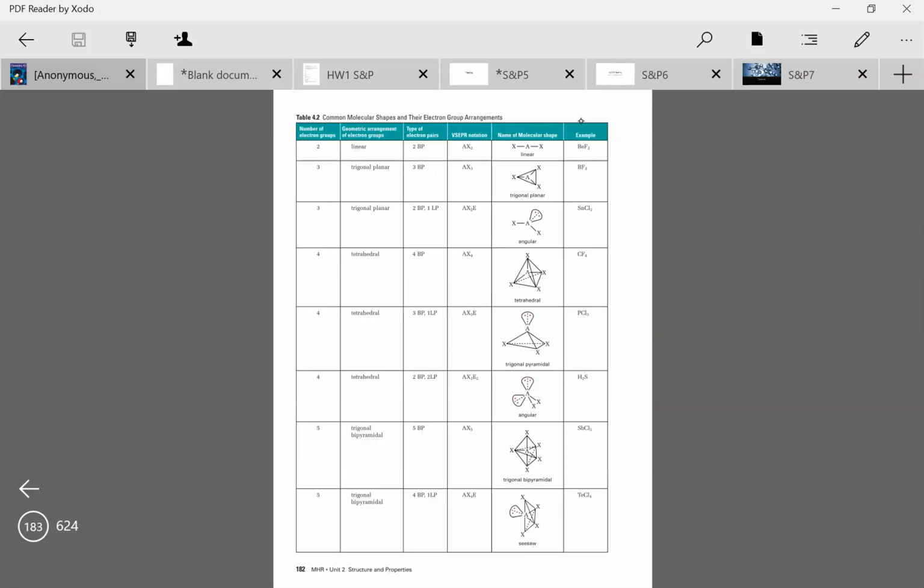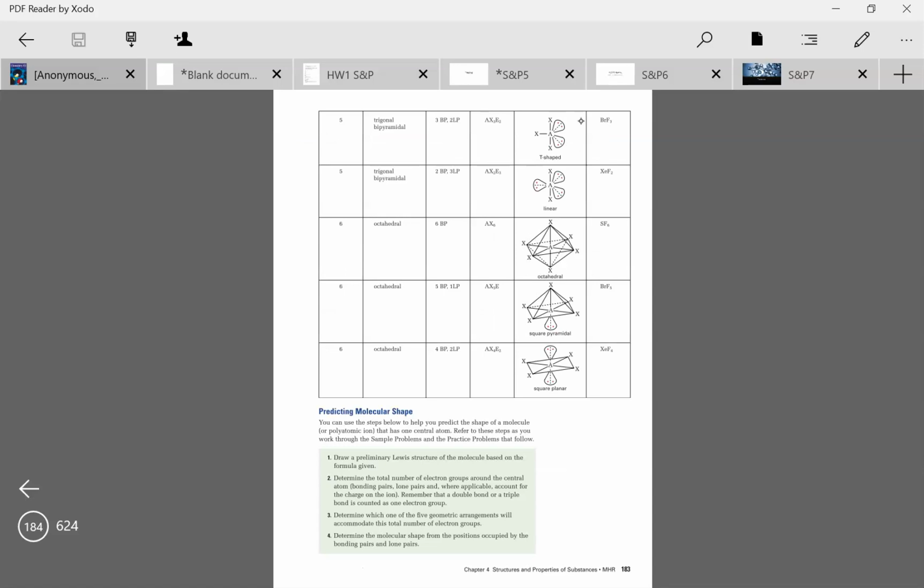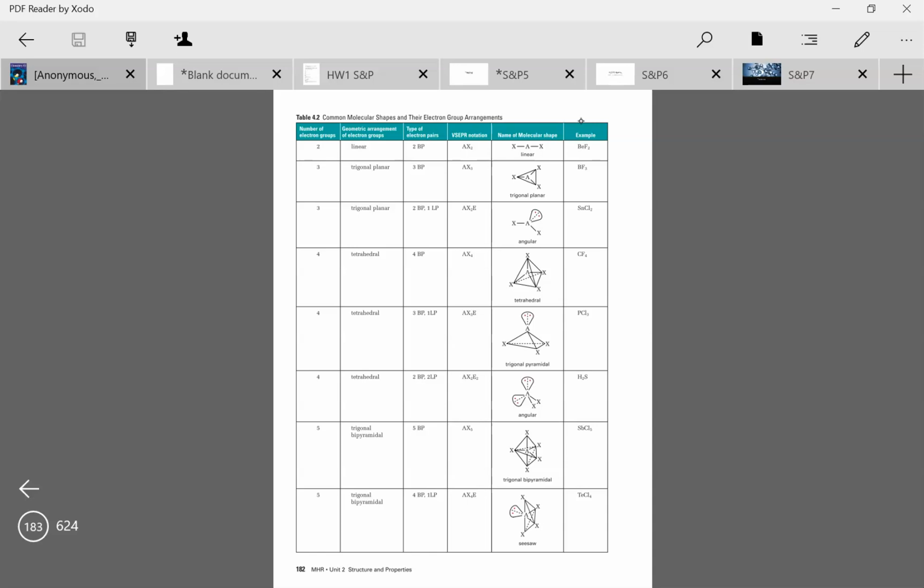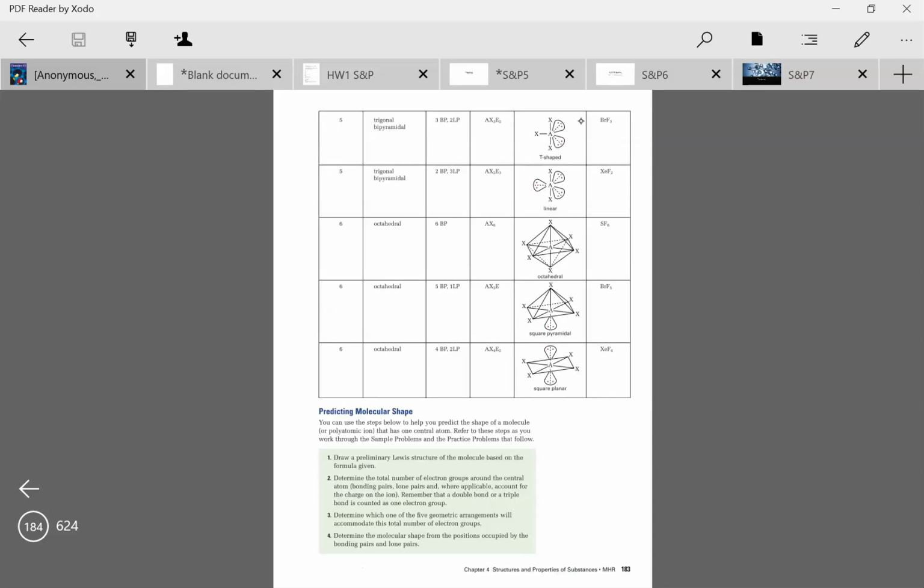So I'll basically print these two pages out from my PDF and I will give it to you on a test, pages 182 and 183 from your textbook. You'll be needing this while practicing as well because you will be given this on a test.